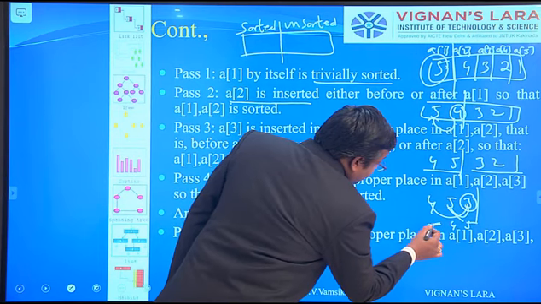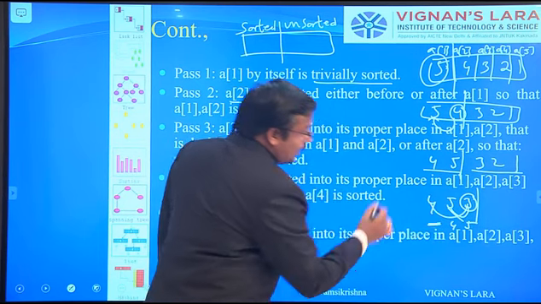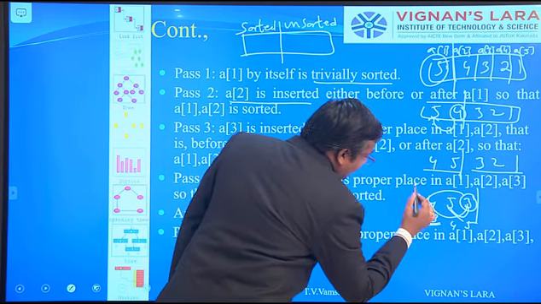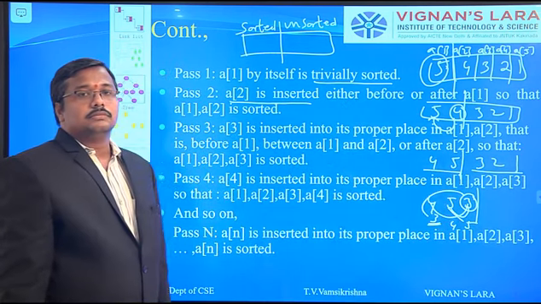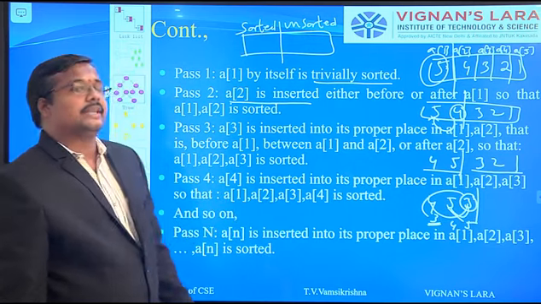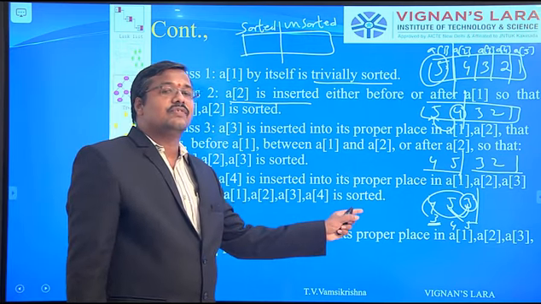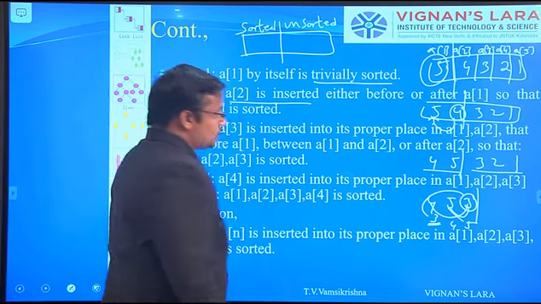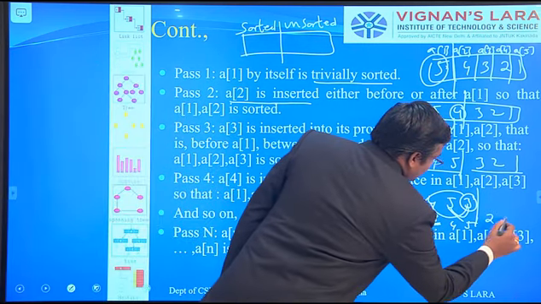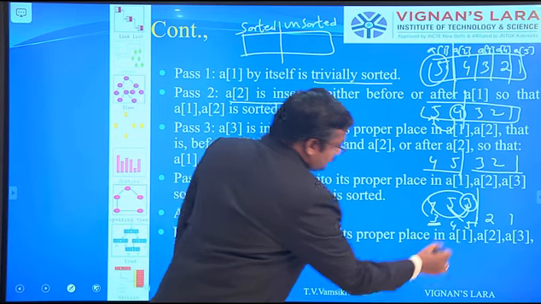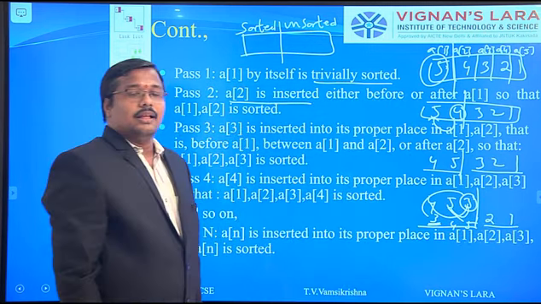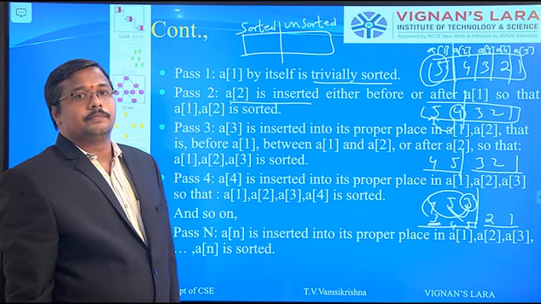At this time, this position is empty. There are no elements left in the array, so simply 3 is copied here. It means that this is not swapping. Swapping is not performed here. So in the next case, only 2, 1 elements remain. This is the sorted array and this is the unsorted array.